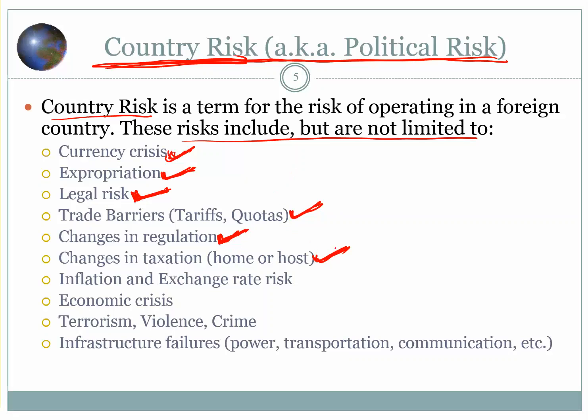Changes in tax could be changes in tax rates of both your host country where you're operating overseas, or changes in the tax rules about bringing earnings back to your home country. There's inflation risk and the associated exchange rate risk. There's the risk of an economic crisis where you're operating that could change your sales. There's the risk of terrorism, violence, crime, and there's general infrastructure risk. The risk that you won't have reliable power to your plant. Transportation, ports, airports, roads, reliable communications, reliable workforce, education system. So this is a big one when talking about operating in developing countries.